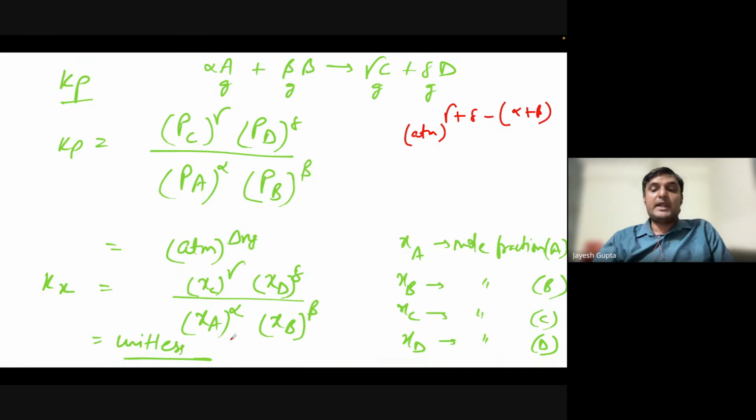And if I talk about units, mole fraction, as you already know, is the fraction of the number of moles of a component. Suppose I'm taking the mole fraction of A, it will be Na upon N total. So both N's will cancel out and you will have a unitless quantity. So mole fraction is unitless, and that's why Kx will also be unitless. Here on the right side I have defined Xa as mole fraction of A, Xb mole fraction of B, Xc mole fraction of C, and Xd mole fraction of D.